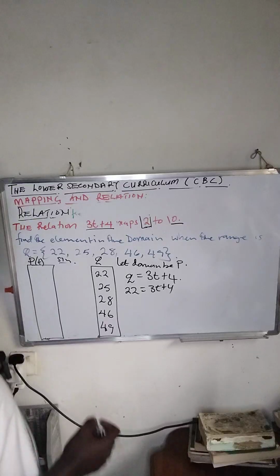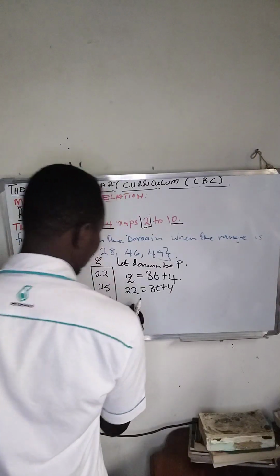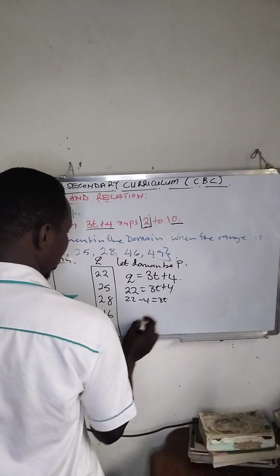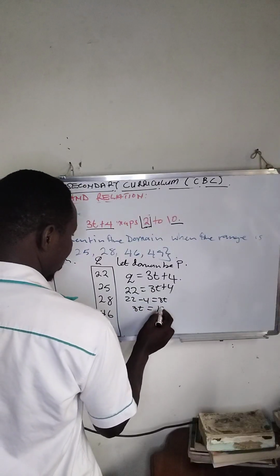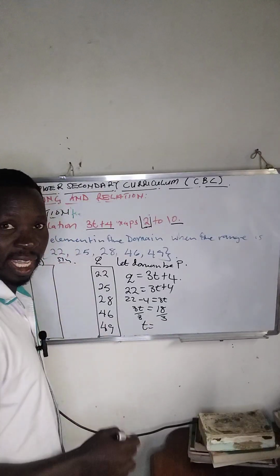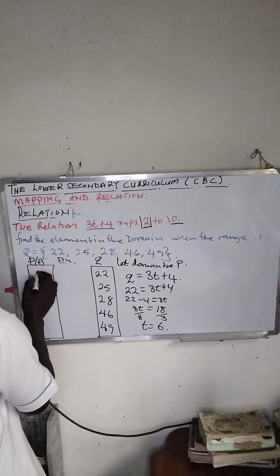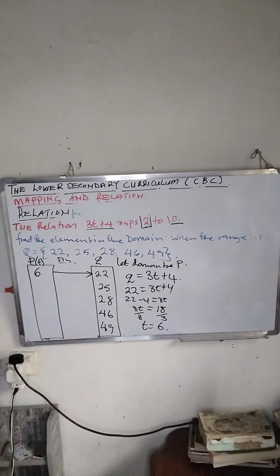Now we solve for t, which is the domain. Are we together? Now this 4 comes to this side, so it will be 22 minus 4 is equal to 3t. 22 minus 4 becomes 18, so 3t is equal to 18. Divide by 3, divide by 3. Our t will be 6. It means 6 is in the domain, and the first value is obtained.